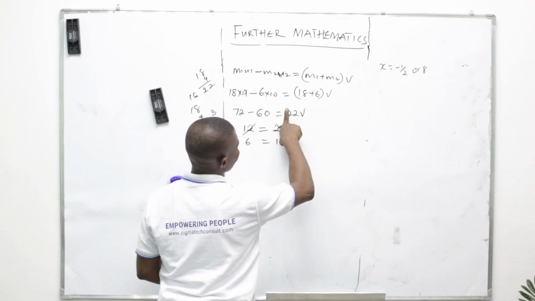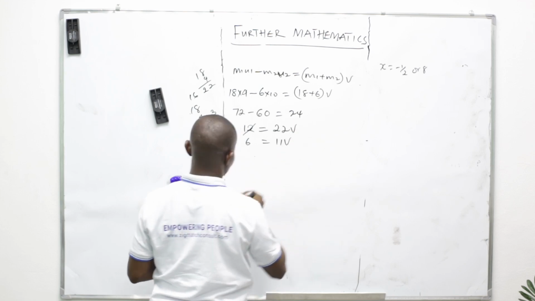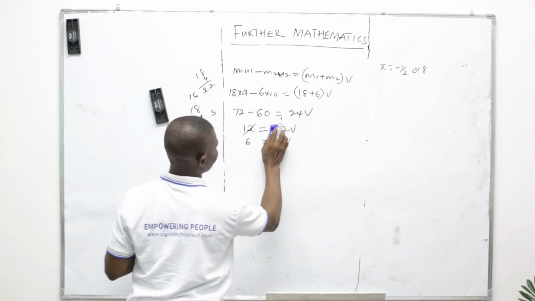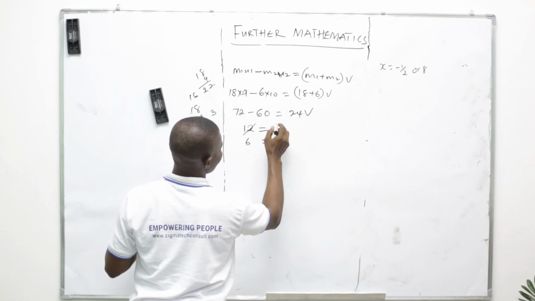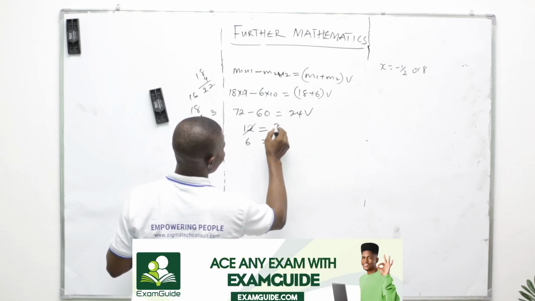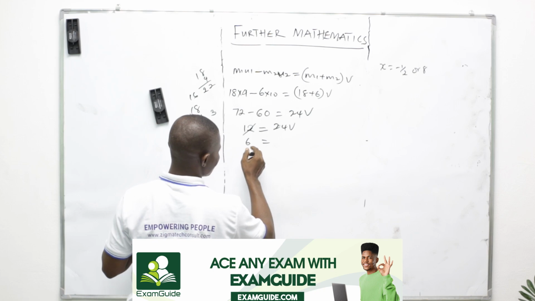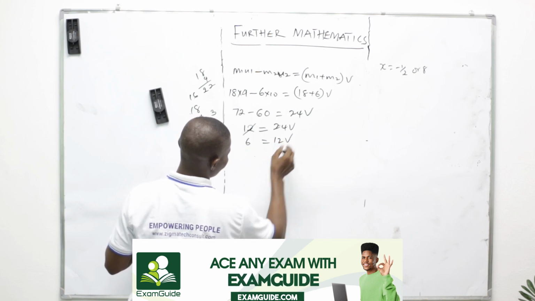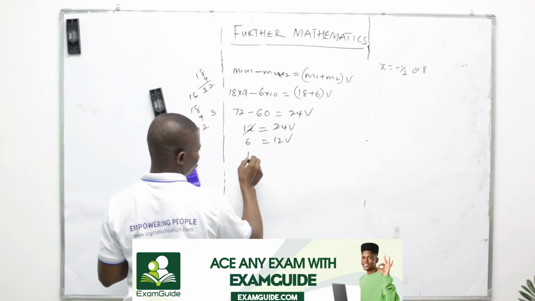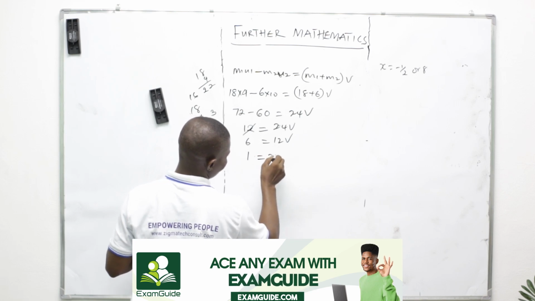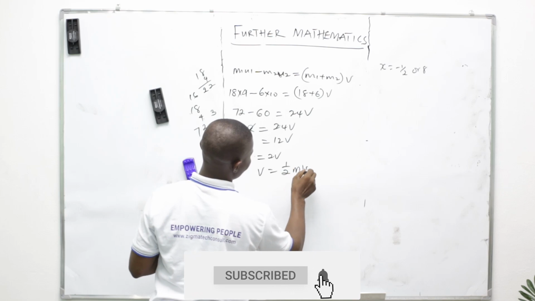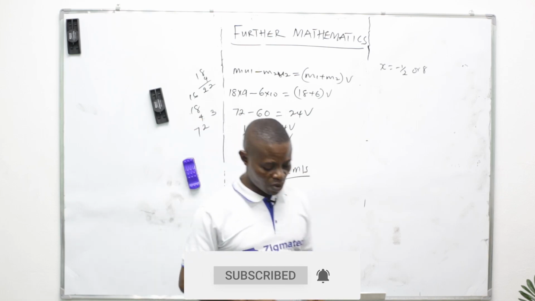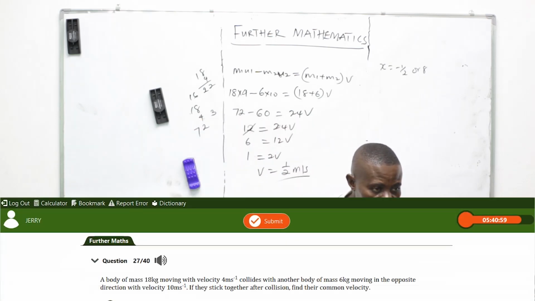18 plus 6 is 24, so 24 V, that is 12. 24 V equals 12. 2 here is 12 V, this is 1, and this is 2V. V equals 1 over 2 meter per second. So 1 over 2, option A.